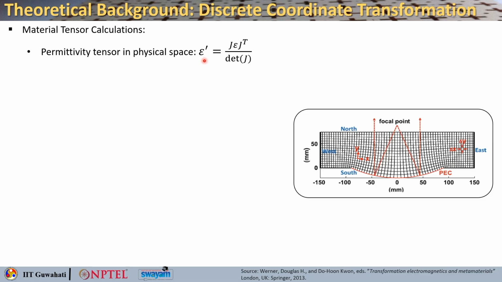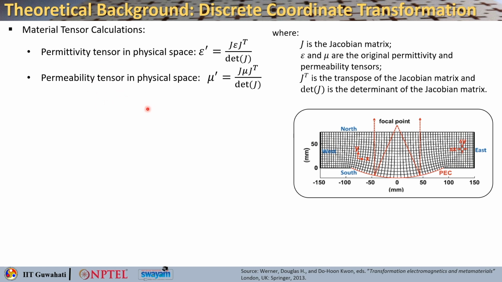You can obtain epsilon prime, the new permittivity tensor, which is given as J epsilon J transpose divided by the determinant of J. The permeability tensor will also have the same form: mu prime is J mu J transpose divided by the determinant of J. So, these are the new permittivity and permeability tensors in the physical space.